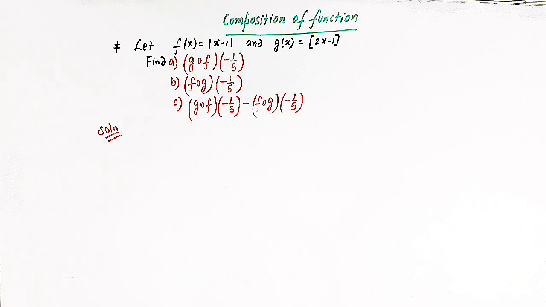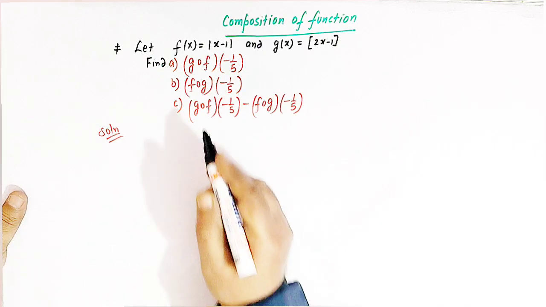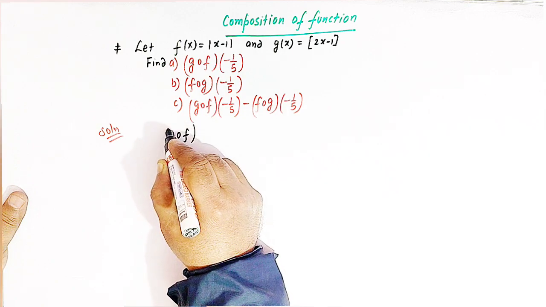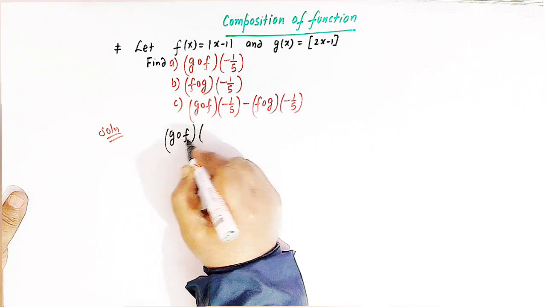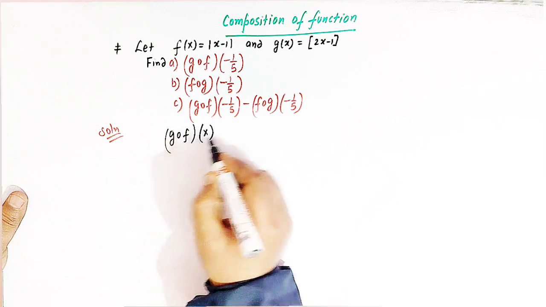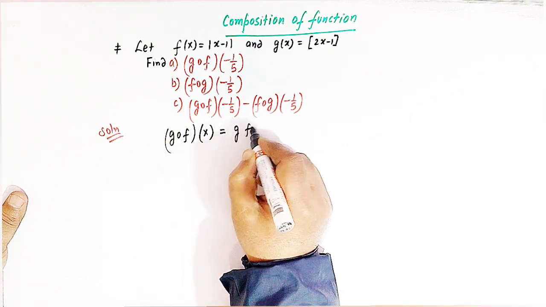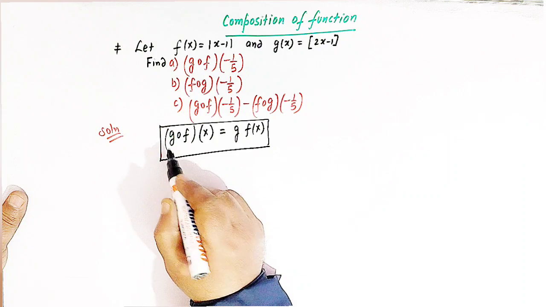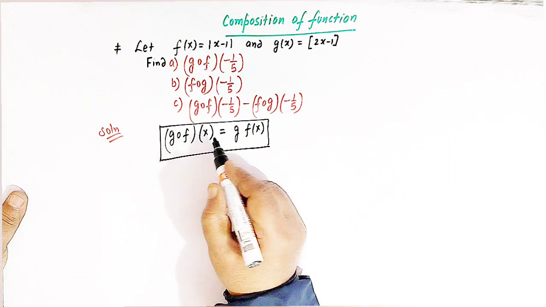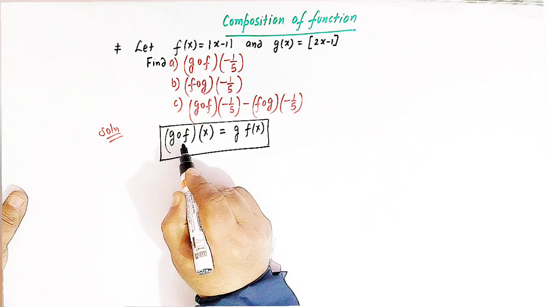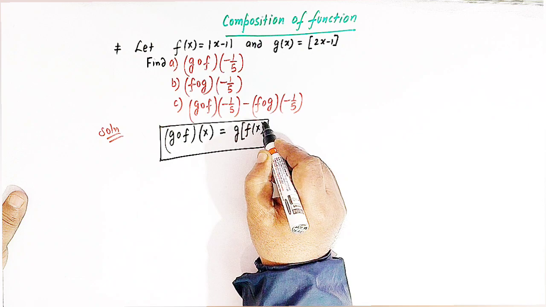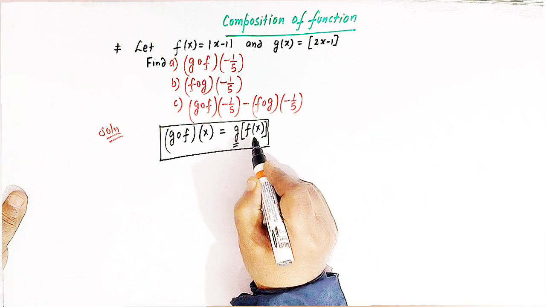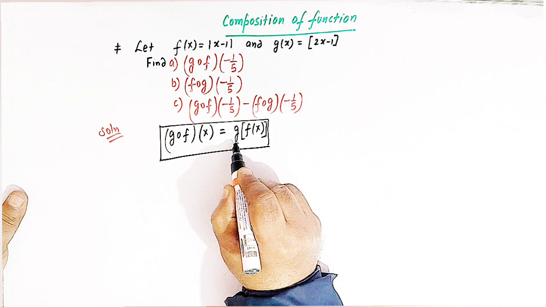So let us start. So here what we have to do, see we have GOF. O is the composition of G and F. So GOF, it means the composition of G and F is given by G of F of X, right? So this is the basic rule for the composition of the functions g and f. So here when we find the composition of g and f, then f of x is the input for this function g, right? So f of x should be in the domain of the function g.